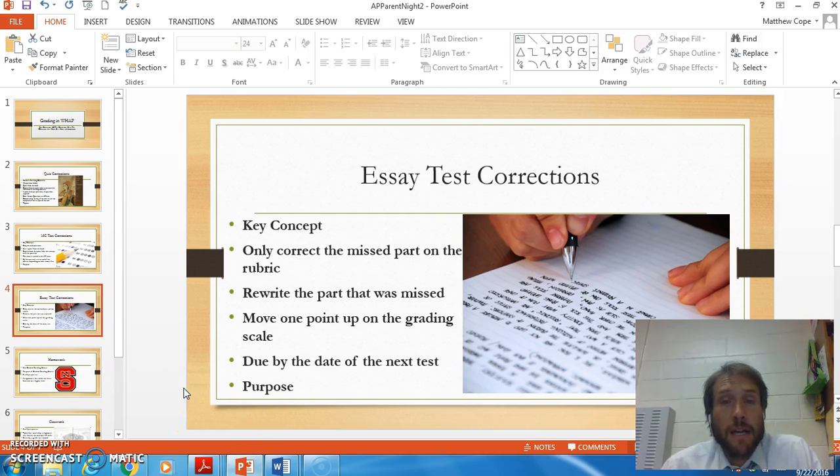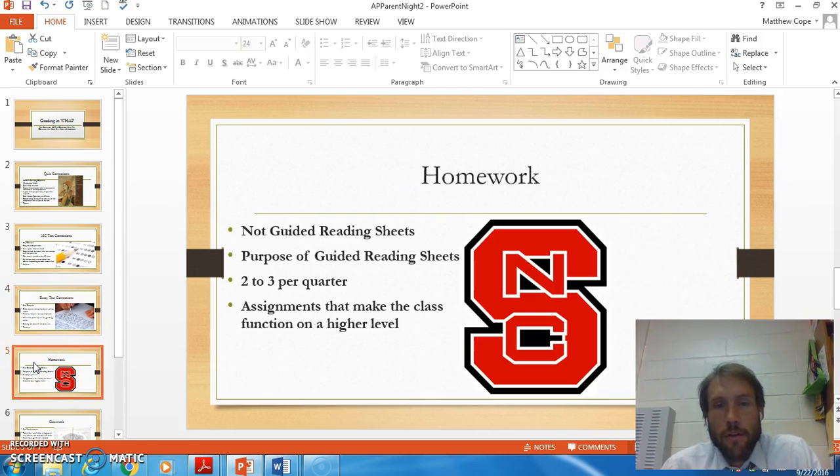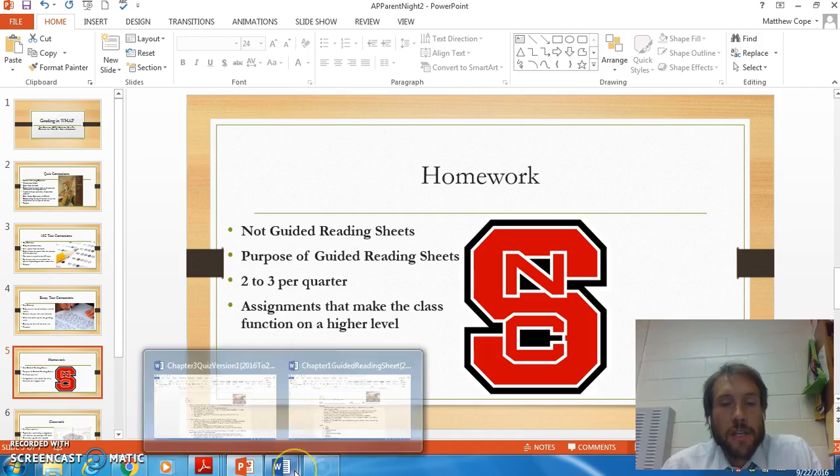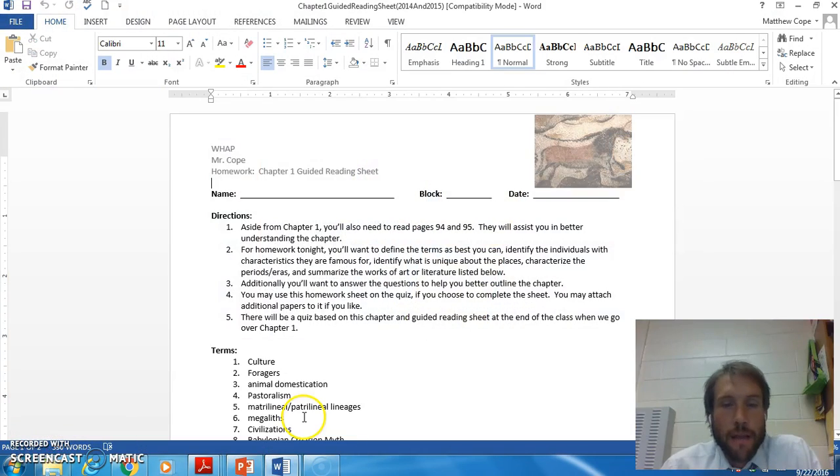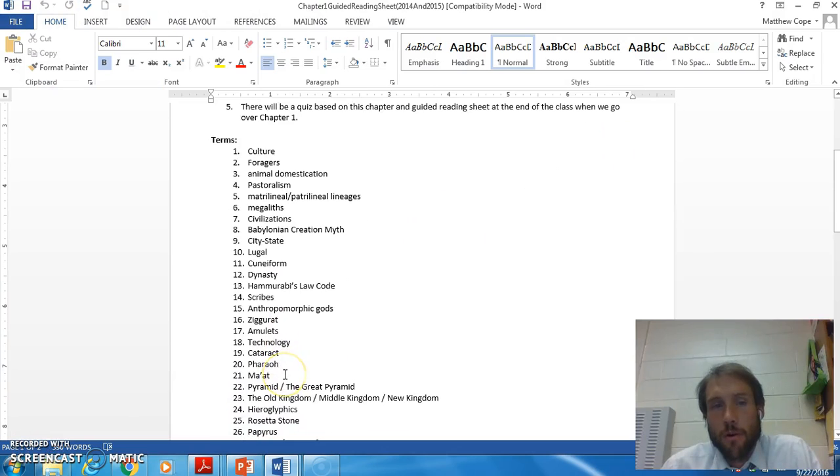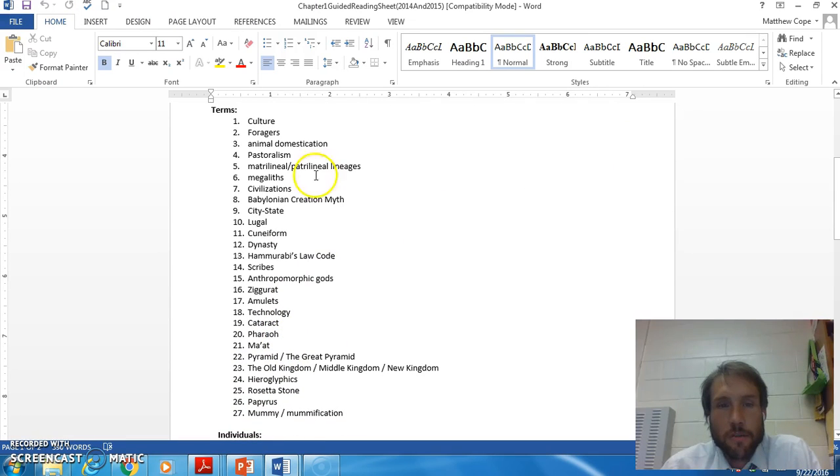And the purpose behind these test corrections is to help the students develop the skills necessary to be skilled writers for our class. If I continue on and look at homework, homework is actually not the guided reading sheet, or at least it will not be collected for a homework grade. The guided reading sheets, and I'm showing you one here, are simply designed to help the students organize their thoughts as they do the reading. And they're allowed to use the guided reading sheets on their quizzes. They can very easily be a big help.